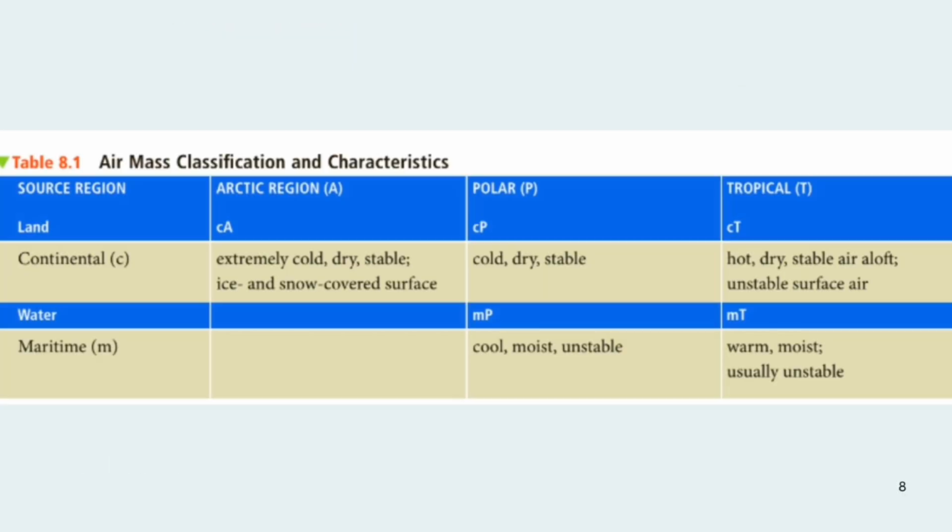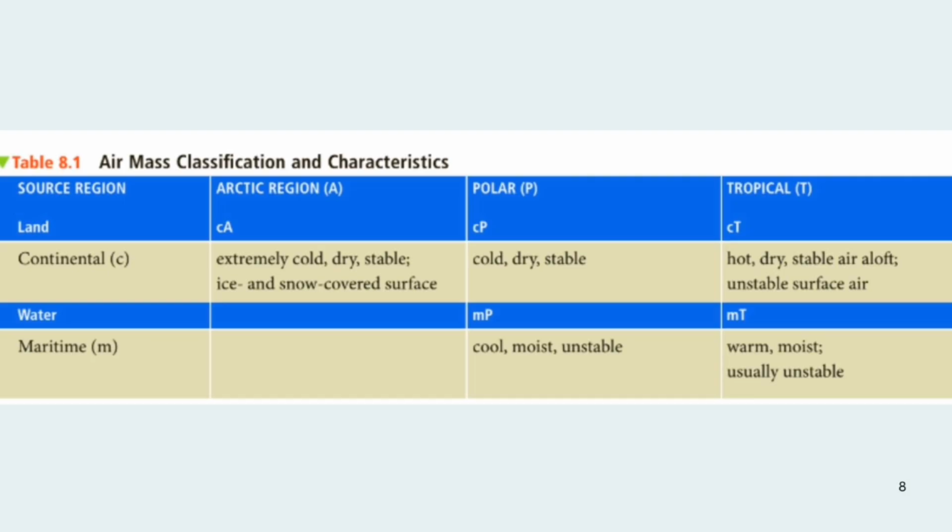So, this is the table I mentioned earlier that shows the air mass classification and characteristics. As you can see in the source region column, in land, it is continental, while in water, it is maritime. Then in the Arctic region, in the continental row, it shows extremely cold, dry, stable, ice and snow-covered surface. Then in the maritime, nothing is indicated.